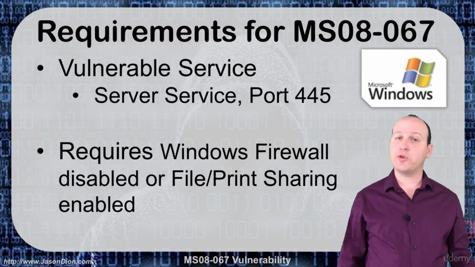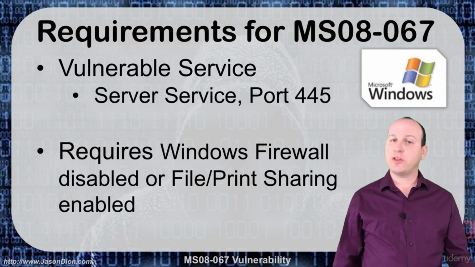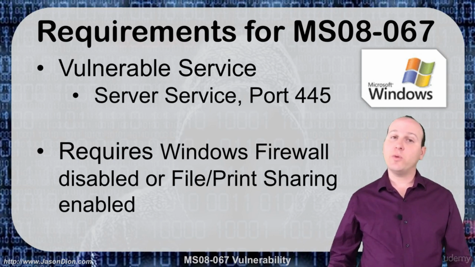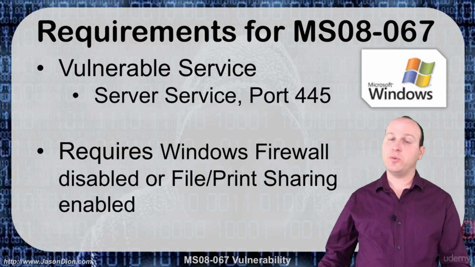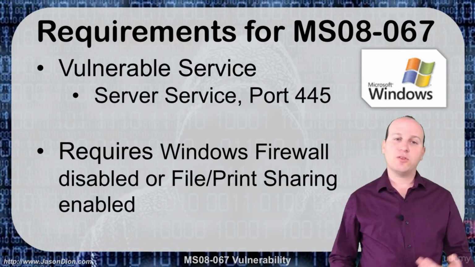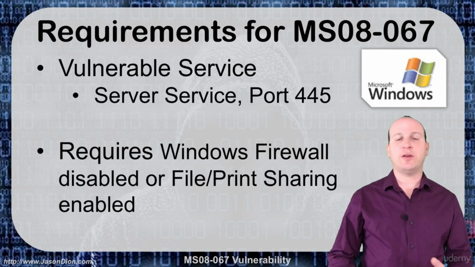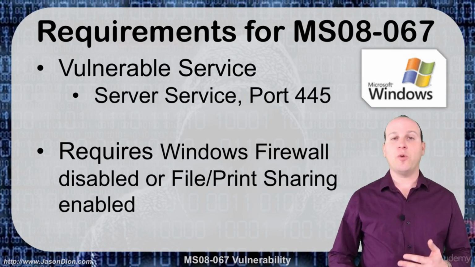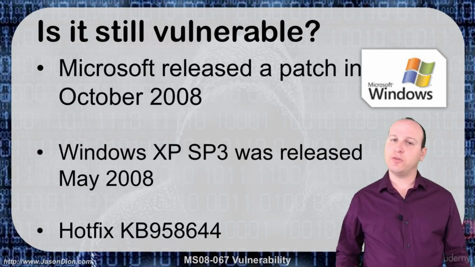Well, you have to have a vulnerable service. In this case, the server service is on port 445. That's why I said you have to have file sharing enabled for this to work. When we set up our lab before for our Windows XP vulnerable box, we enabled printer and file sharing so that this vulnerability will work and we can attack it. This requires that the Windows firewall is either disabled or file and print sharing is enabled. What we did was we left the firewall on, but we opened up the port for file and print sharing.